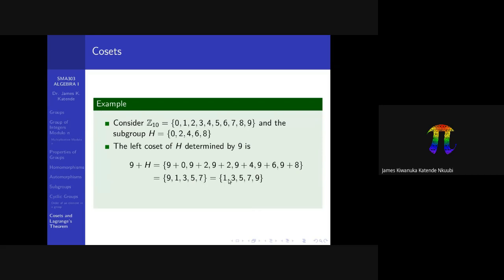I've just chosen to arrange the numbers in the set in ascending order. There's no order here, so just to make it look neat, I've rearranged the same numbers to get the same set, but now in some kind of order. Even if you left it like this it is still correct, but this just looks neater. So this is the left coset. This set with the numbers 1, 3, 5, 7, and 9 is the left coset of H determined by 9 in Z10.